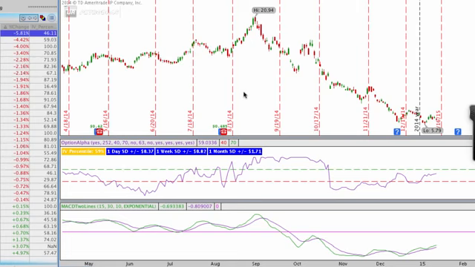So that's one thing we look for: we definitely look for those stocks that have made big moves. That's an easy way to find new things to trade.